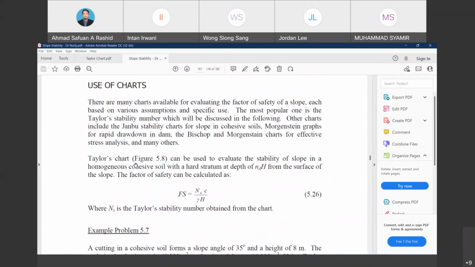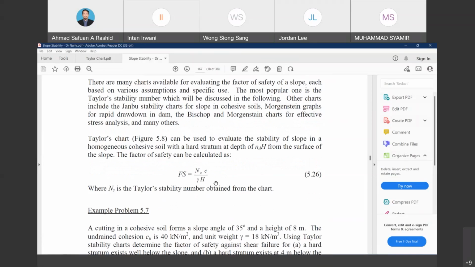Okay, other chart. Taylor chart 5.8 can be used to evaluate the stability of a slope in a homogeneous cohesive soil with a hard stratum at a depth of ND over H from the surface of the slope. The factor of safety can be calculated as follows. This is the stability number, while this is the factor of safety.